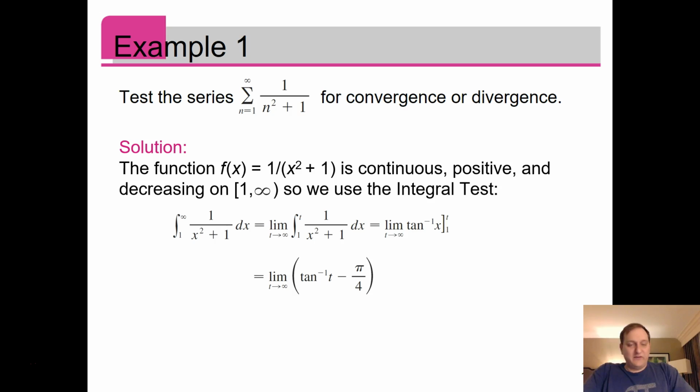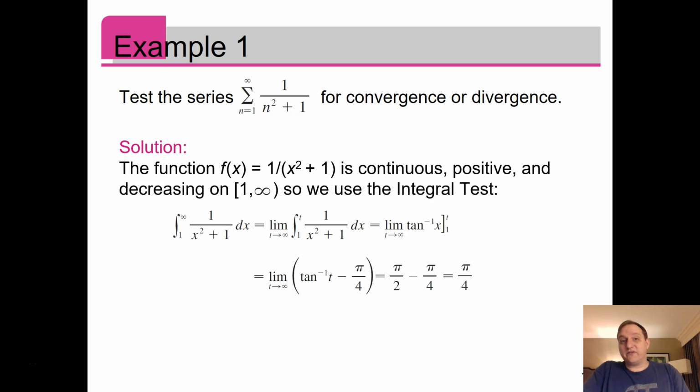And we see how we evaluate that. Plug in t, plug in 1. Arctangent of 1 is pi over 4. And as t goes to infinity, the arctangent of t goes to pi over 2. So we get pi over 2 minus pi over 4, which is pi over 4. Again, the exact value doesn't matter so much. What matters is that it converges. So in this case, the improper integral converged. So by the integral test, we can say that the original series converges.